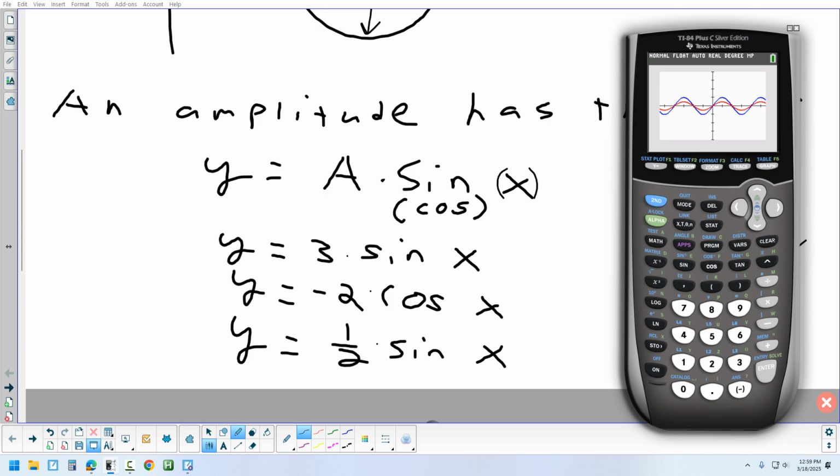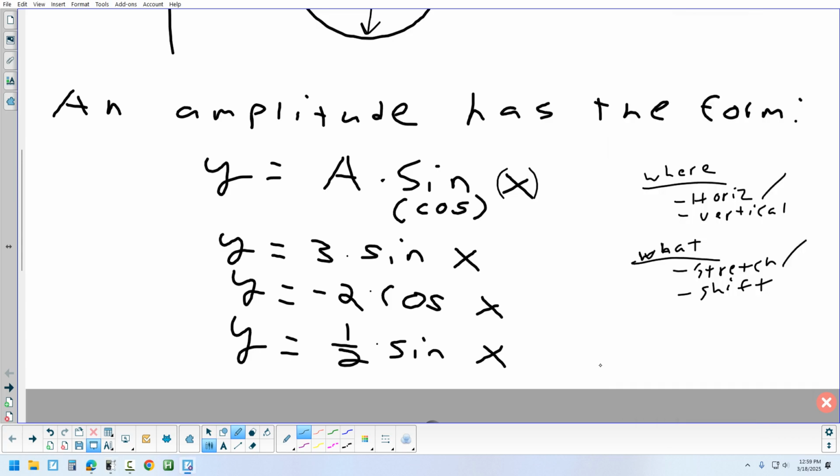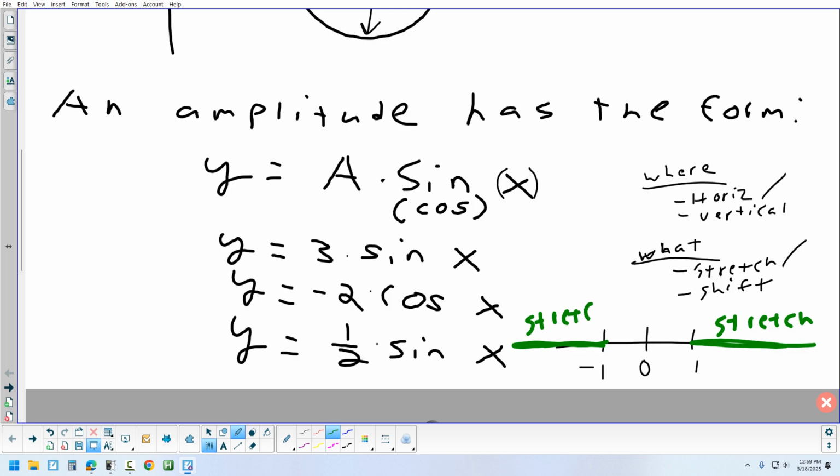So what kind of numbers do you think cause the graph to stretch? Anything above 1? Yeah, so anything above or below 1? So here's 0, here's 1, here's -1. So things will stretch anywhere in here, and then from -1 and beyond, anything here, you'll get a stretch. So you will also get a flip if it's negative, but you'll get a stretch.